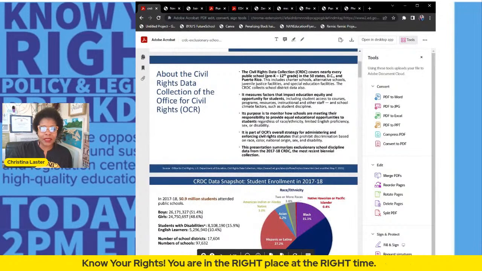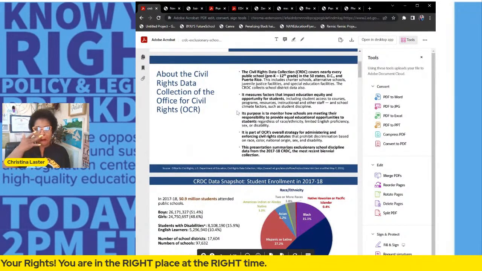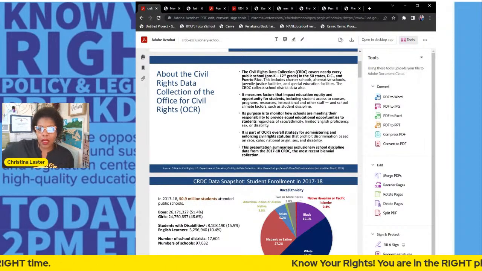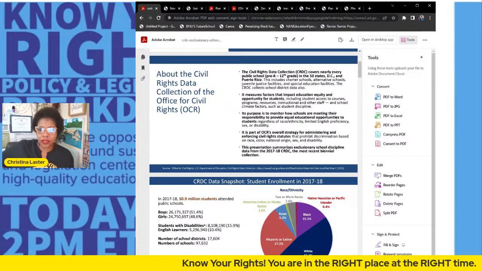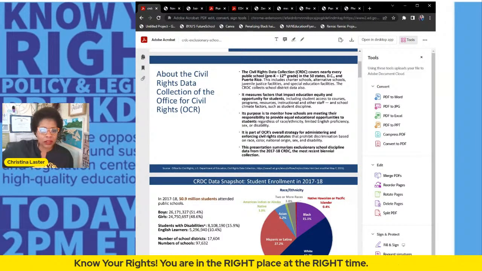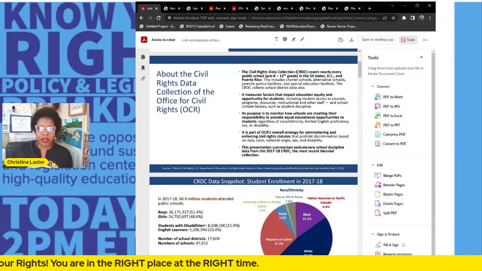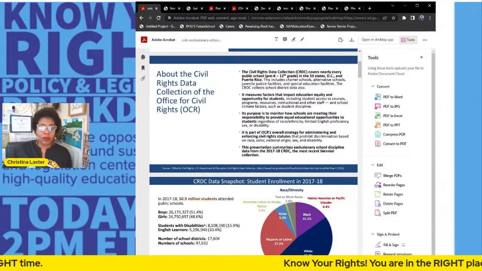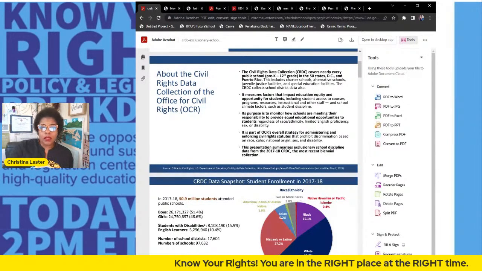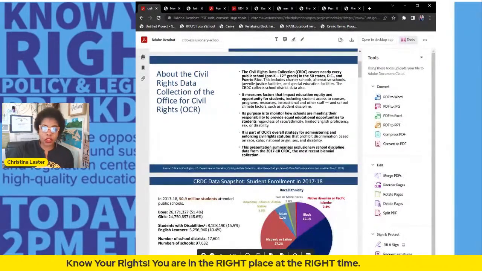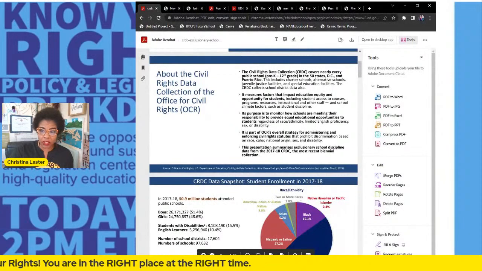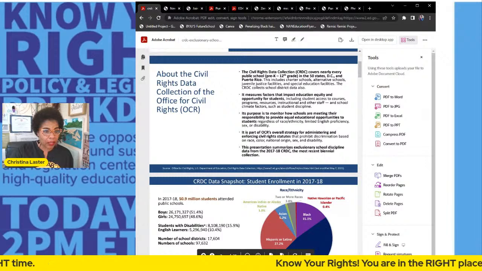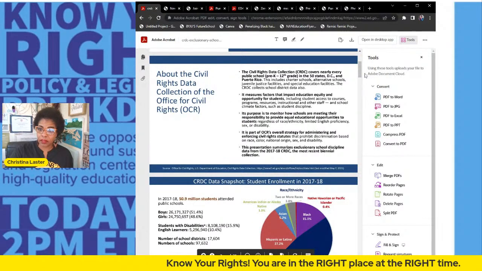Okay. Now, this is going to tell you a little bit about the data collection, right? Definitely want to know how people are collecting their data. And so it tells you exactly: this is the Civil Rights Data Collection, CRDC, covers nearly every public school, pre-K through 12th grade in the 50 states, DC, and Puerto Rico. Okay. This includes charter schools, alternative schools, juvenile justice facilities, and special education facilities. The CRDC collects school district data also. Okay, so let's look at what they have to show here.